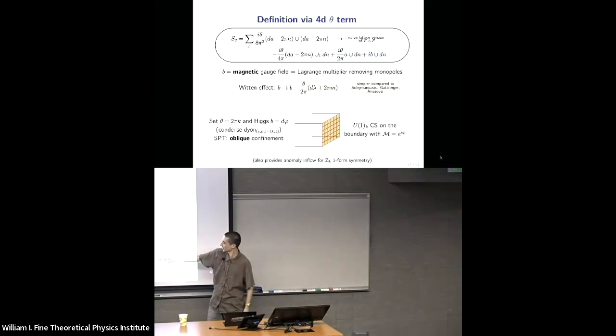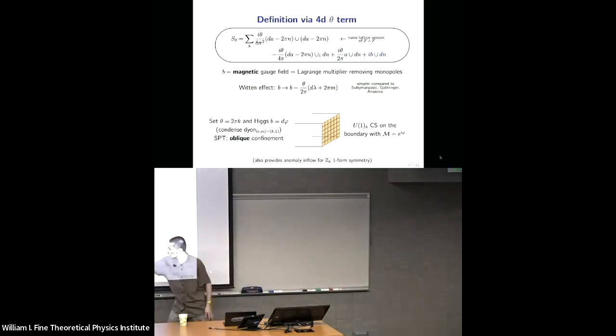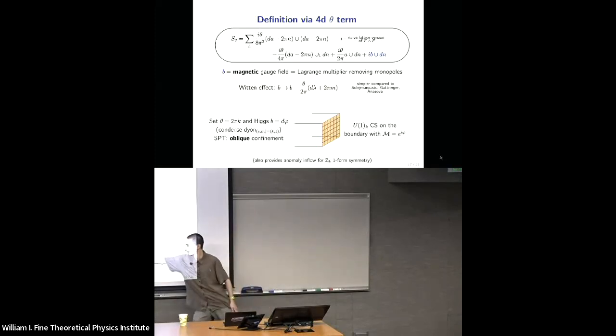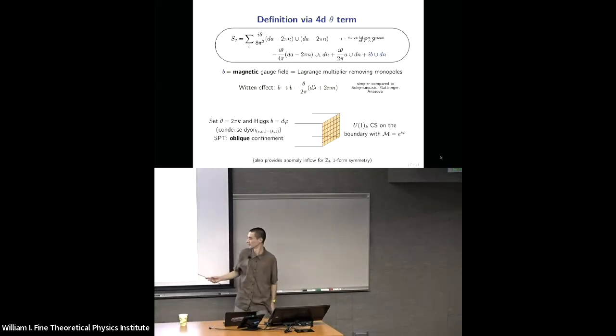So if we set theta to be 2 pi k, where k is even, and we condense dyons, then we've actually realized some SPT phase called oblique confinement. We condense monopoles, but those monopoles have electric charge. So this is an oblique confinement. And if we do this on a theory with boundary, we exactly reproduce this Chern-Simons theory on the boundary, where the monopole operator, e to the i phi, that phi is the same phi. It plays the role of this Stueckelberg field in the bulk.